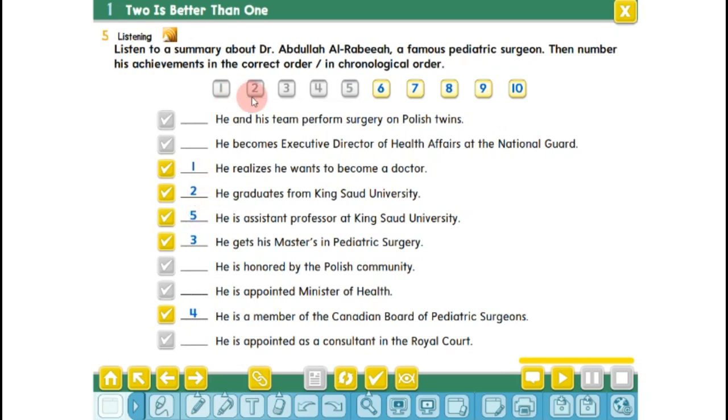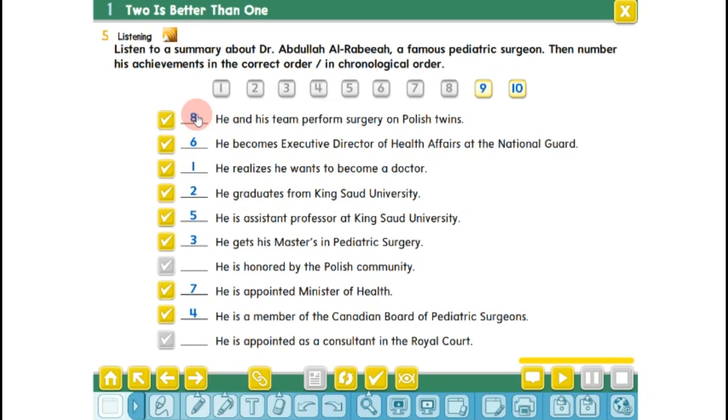Number six, he becomes executive director of health affairs at National Guard. He becomes executive director, معناه مدير تنفيذي في اللي هو الشؤون الصحية في الحرس الوطني. Number seven, he is appointed minister of health. أصبح وزيرا للصحة. Eight, he and his team perform surgery on Polish twins. أدى هو وفريقه جراحة ل Polish twins, معناها twins اللي هو التوأم بولندي.